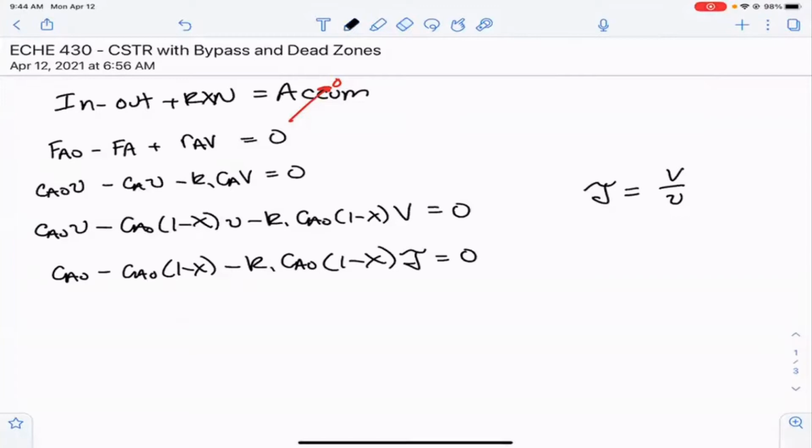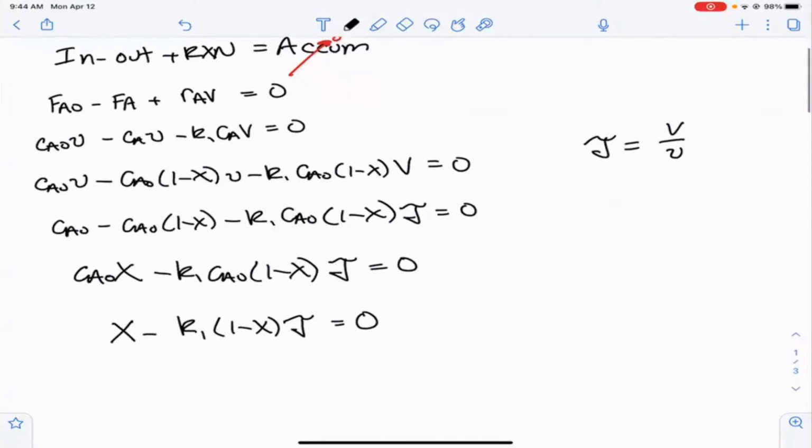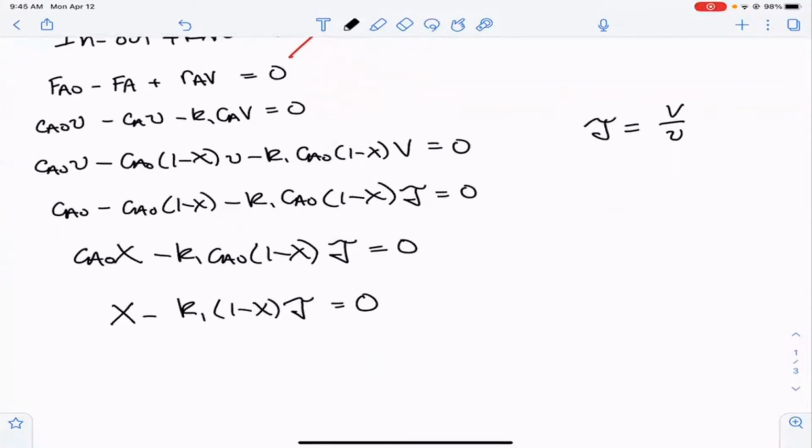And we're just going to get CA0 times the conversion minus K1 times CA0 times 1 minus the conversion times the residence time is equal to 0. And then, of course, the CA0s are going to cancel. So we get the conversion minus K1 times 1 minus X times tau is equal to 0. Okay. And we want to solve here for the conversion.